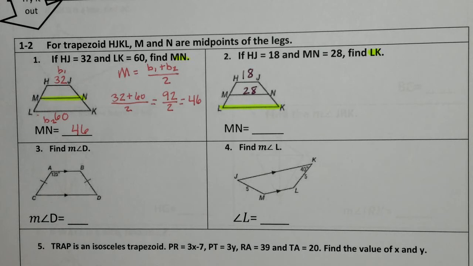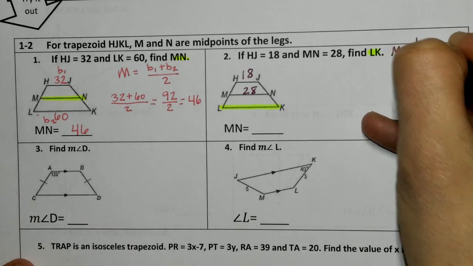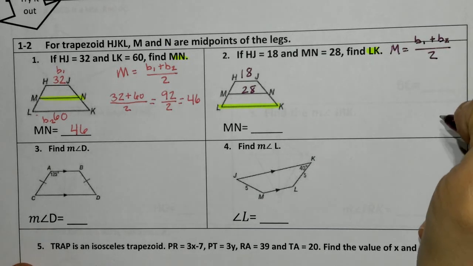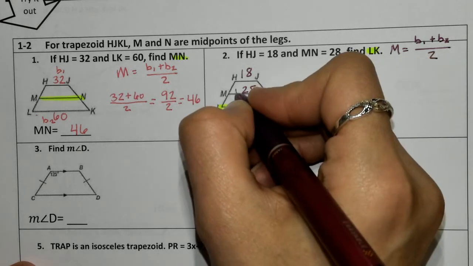Let's just start off plain simple here. Up here we'll write up our formula. Median is B1 plus B2 divided by 2. So let's go ahead and plug everything in. Now we have the median. The median is right here.